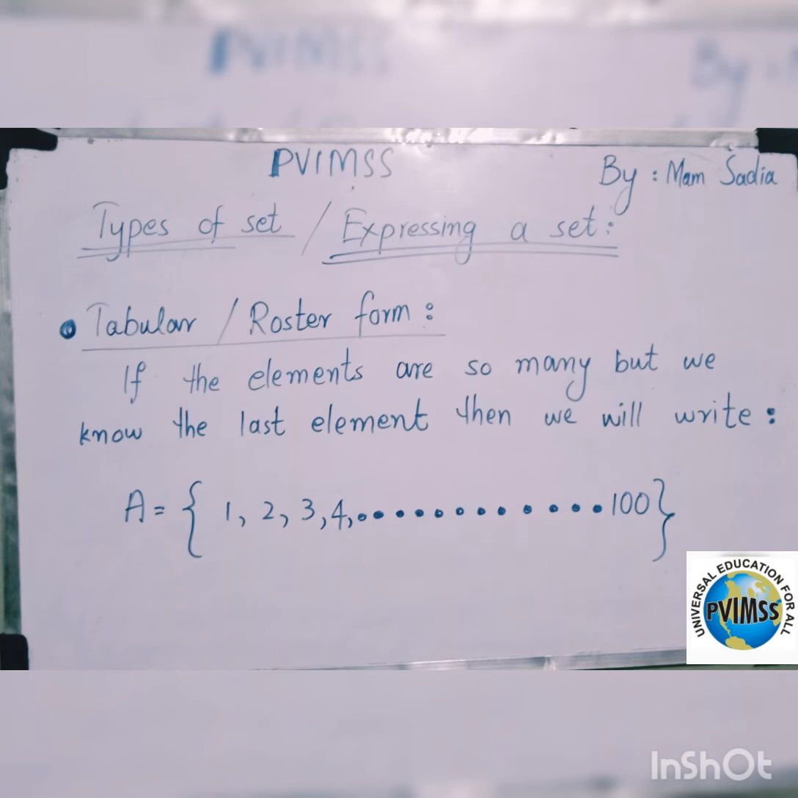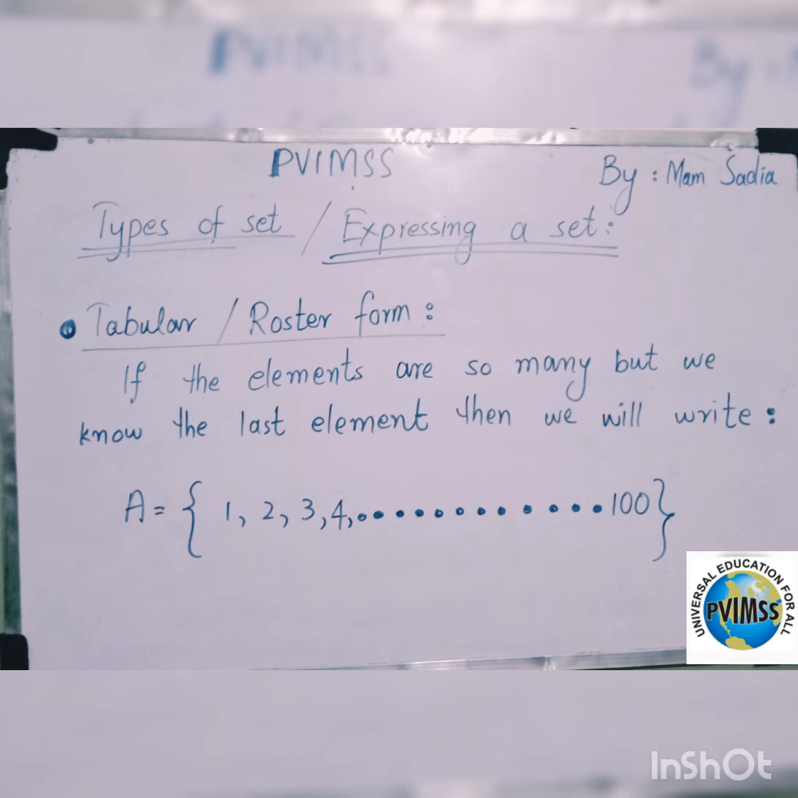You can see in the example that set A is a set of natural numbers from 1 to 100. How will we write it? We'll put the starting 3 or 4 elements, and then put dots, and then write the last element. It is the easy way to express so many elements.